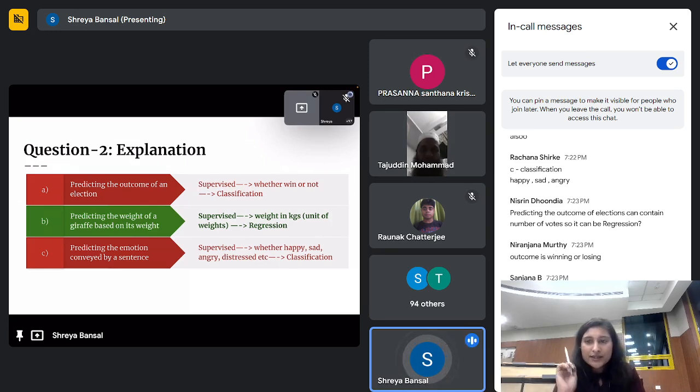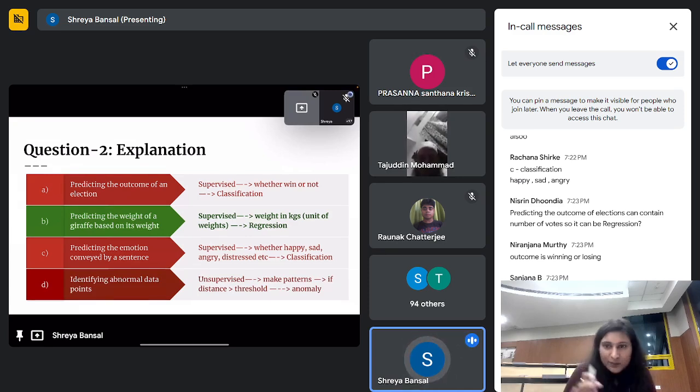Now let's go with this third. Third is predicting the emotion conveyed by the sentence, as someone also said, Rachna, right? Classification, because whether happy, sad, angry, distress, these are the emotions. So if it is predicting an emotion, then it's a classification task. Secondly, if you are predicting the emotion conveyed by the sentence using clustering also, it is not a regression task. Okay.